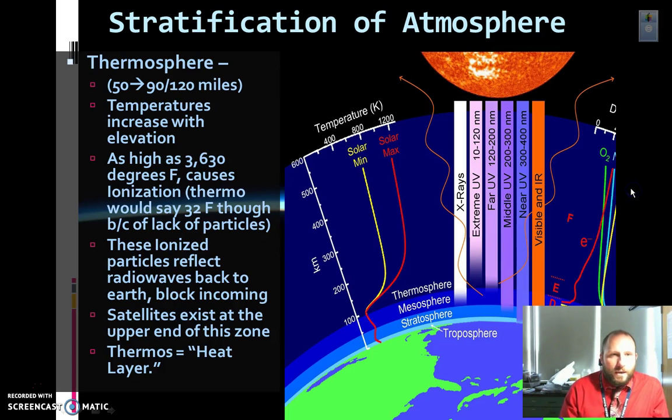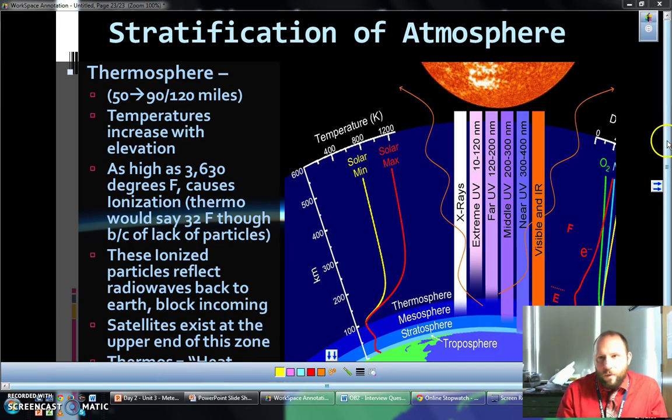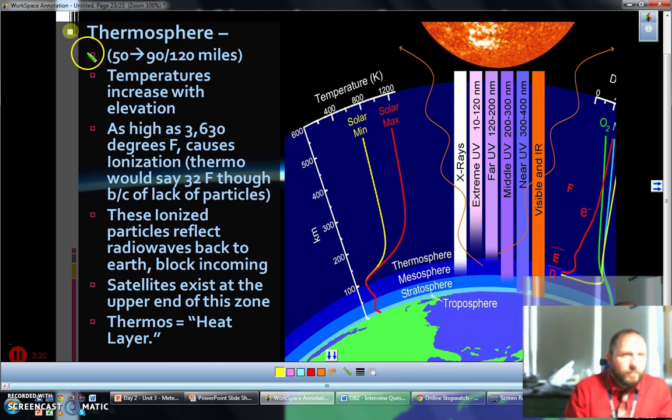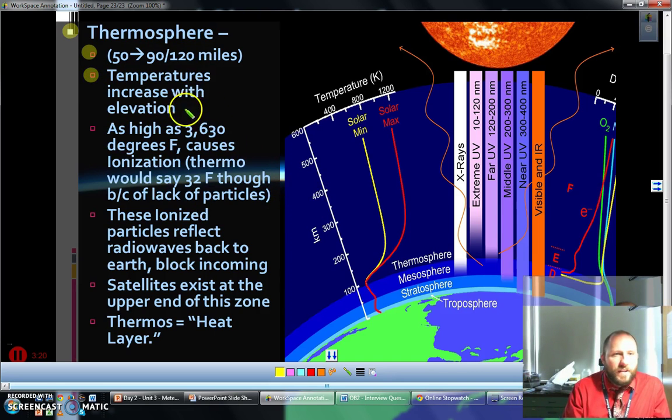Alright, next up, the thermosphere. What would I recommend in this? Well, it is 50 to 90 to 120 miles in thickness. The temperature, however, increases with elevation, but with a caveat: while each particle may be getting warmer, because the particles are so far apart from each other, it actually would feel really, really chilly if you were up there.